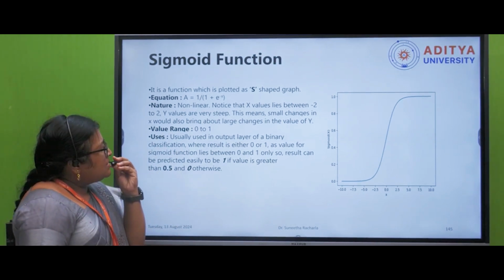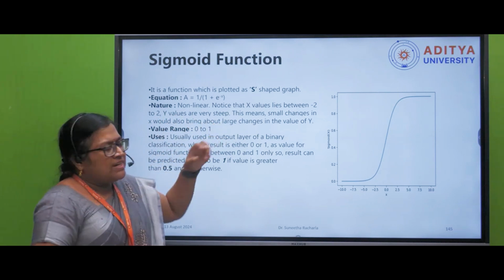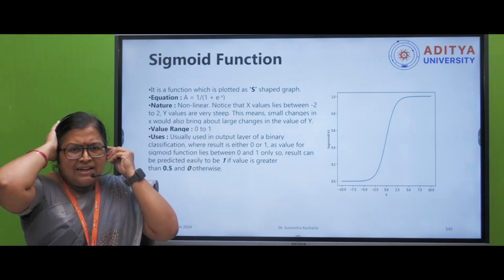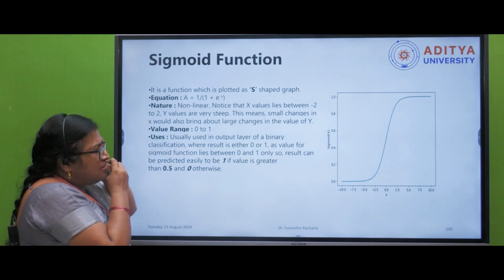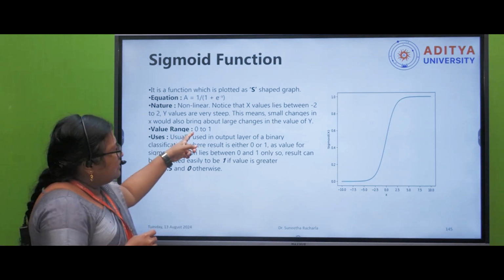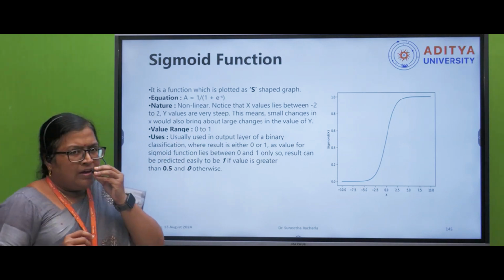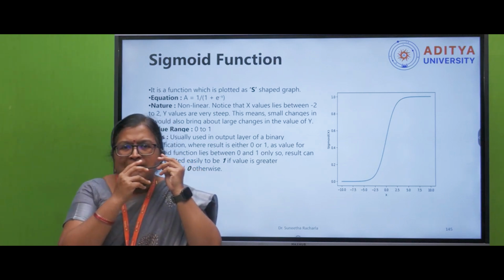Notice that the x value lies between minus 2 and 2 and the y value is very steep. For a small change we get a very high deviation, and y always lies between 0 and 1. Normally the sigmoid function is used for the output layer.